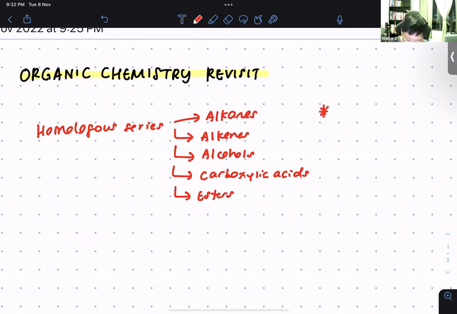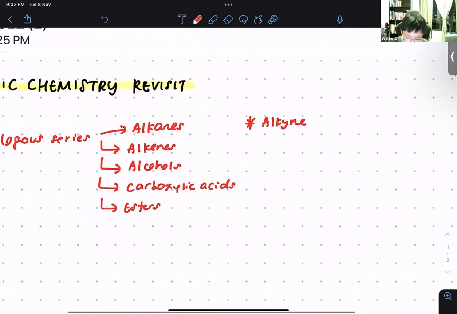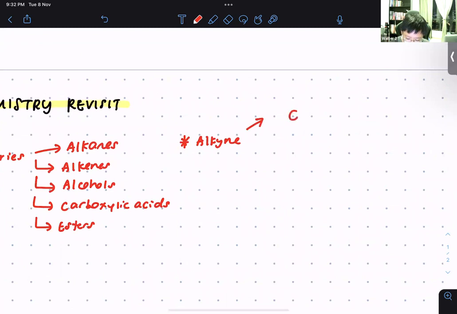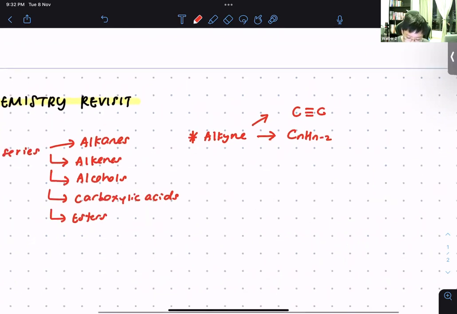On a side note, of course, they also talk about alkynes, but very briefly. For the alkynes, they just want you to know how to name them and what the functional group is. For alkyne, you have a carbon-carbon triple bond, with a general formula of CnH2n minus 2. So that's the important part about alkynes.